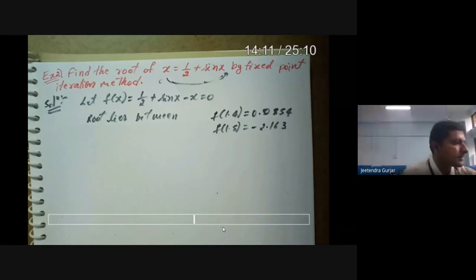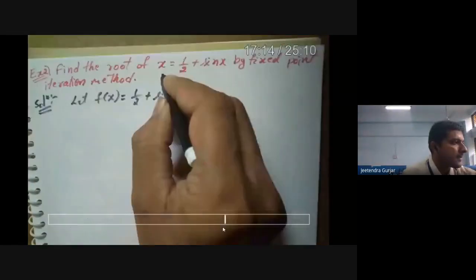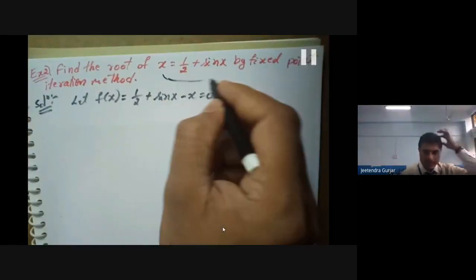Wait. I don't know where it will become. Yes. So you be ready with the calculator now. Step is 0.1. Atharva. Fine.